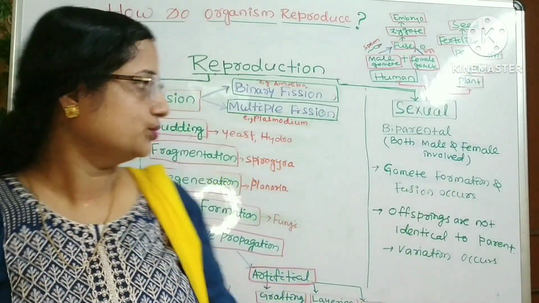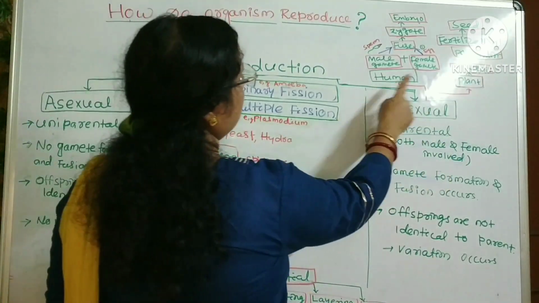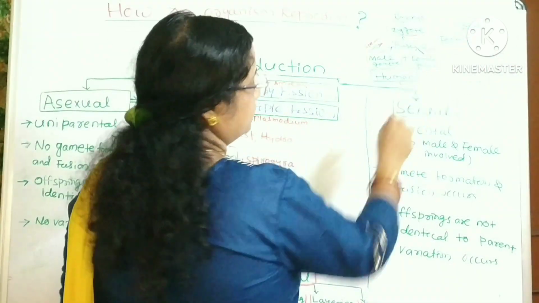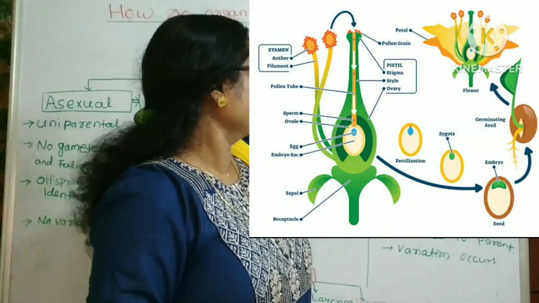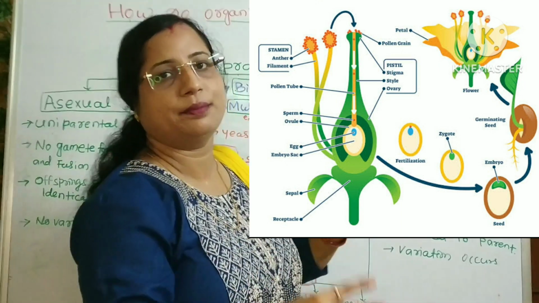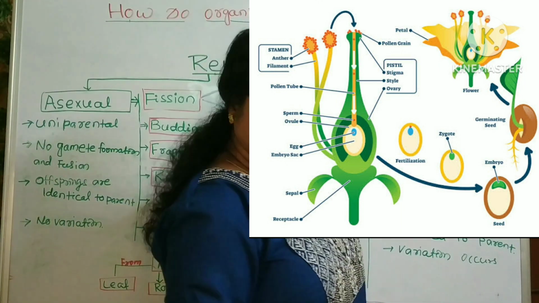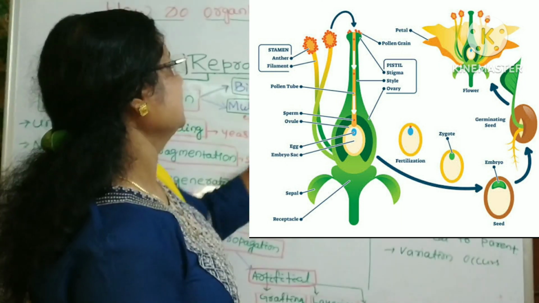Let's come to sexual reproduction in humans and plants. In the case of plants, the flower is the reproductive part, where pollination occurs and fusion of both male and female gametes occurs, that is known as fertilization. After fertilization, a seed will develop, and from the seed, a new plantlet will develop.